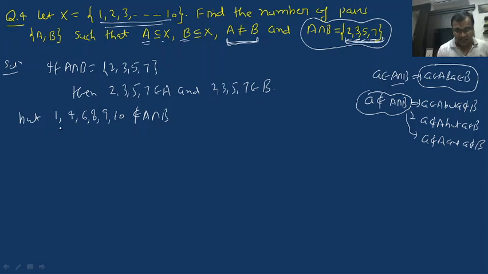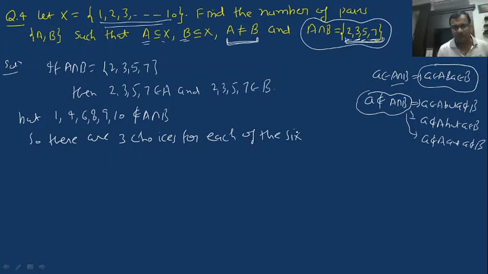So there are three choices for each of the six elements. Suppose 1 does not belong to A intersection B, then there are three choices. 1 belongs to A, but 1 does not belong to B. 1 does not belong to A, but 1 belongs to B. 1 neither belongs to A nor belongs to B. So there are three choices for element 1. For element 4, there are also three choices. This element has also three choices. So each of the six elements has three choices.